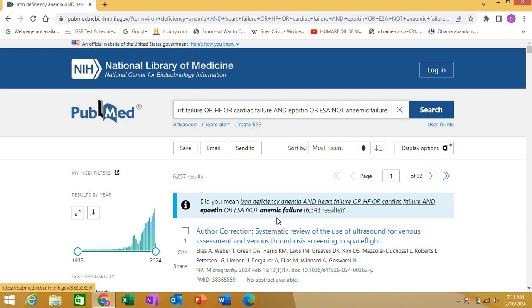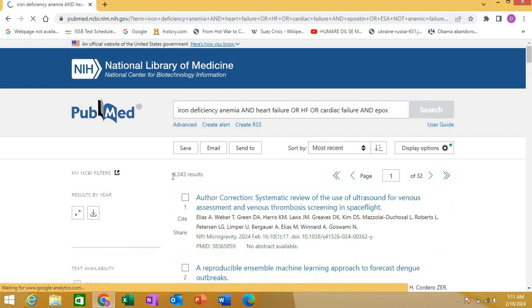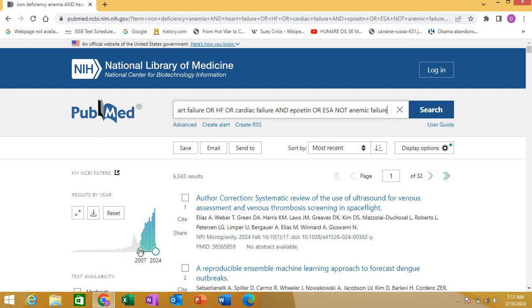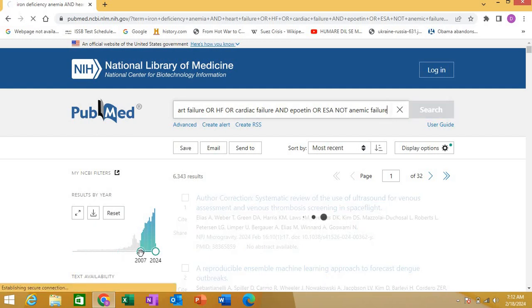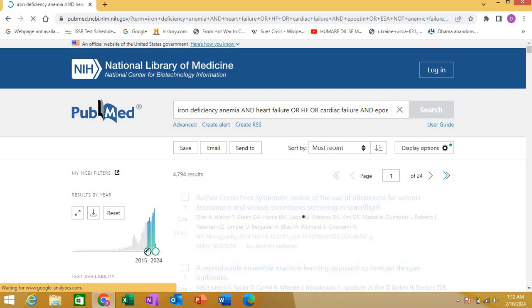It is showing me some results here, 6,000 results, from 1935 to 2024. For example, I wish to see only the past 10 years, say from 2015 to 2024, and this result has reduced to 4.